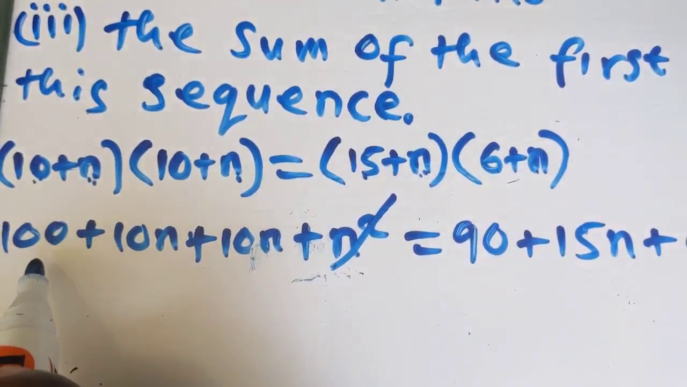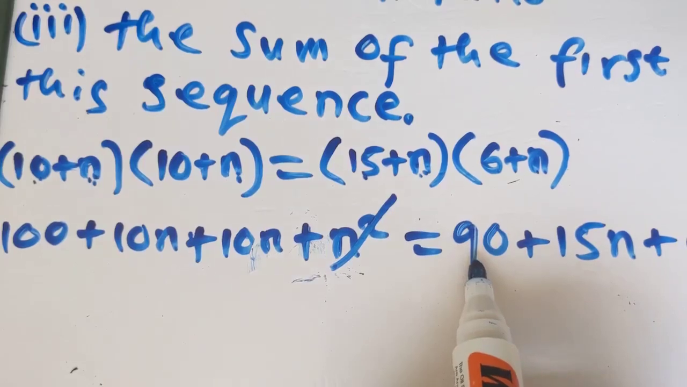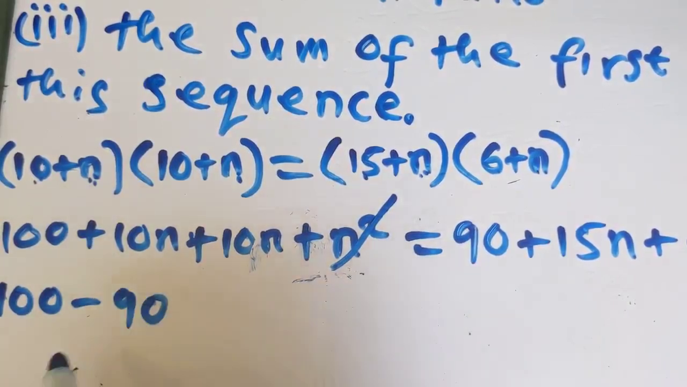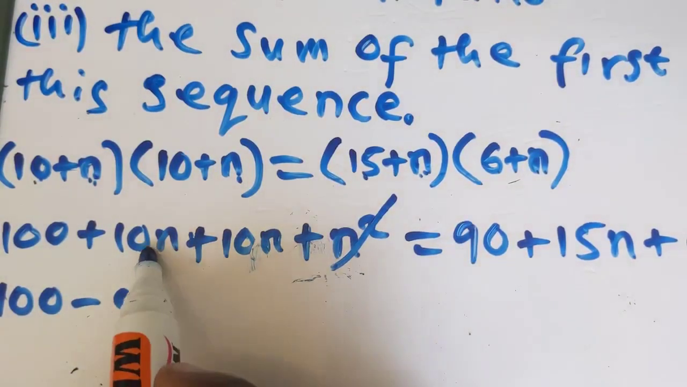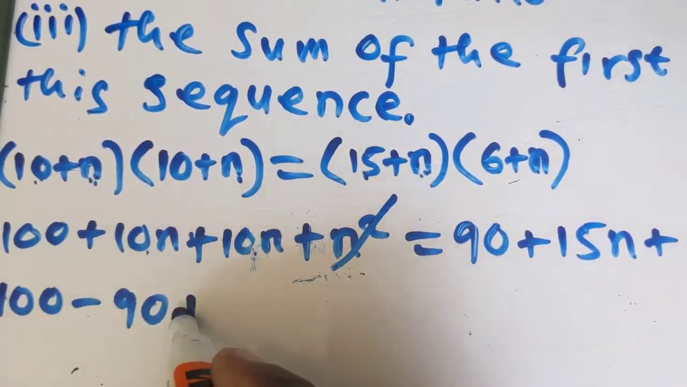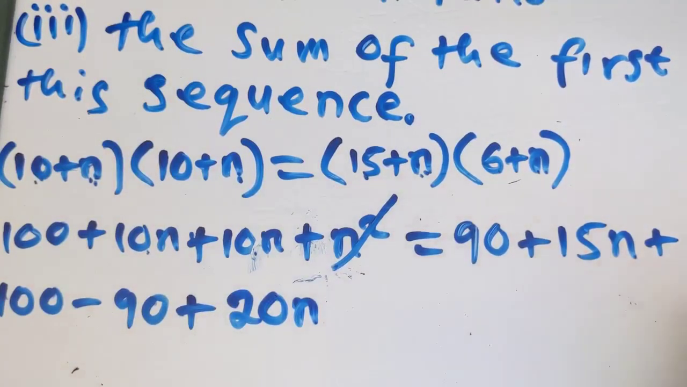So this is 100. This is 90. So 100 minus 90. These are like terms. This is 10 plus 10, that is 20. So this is 20n.